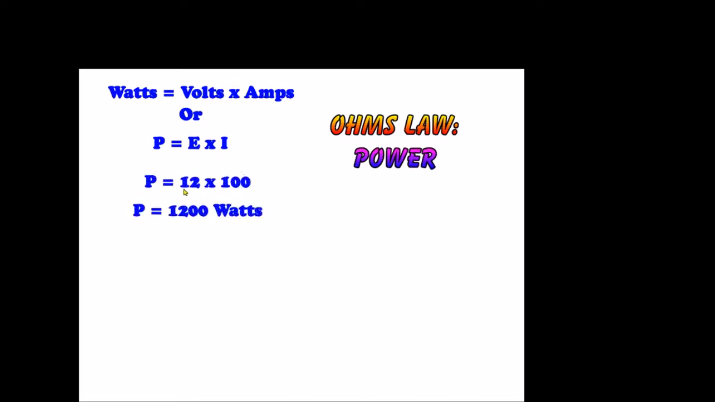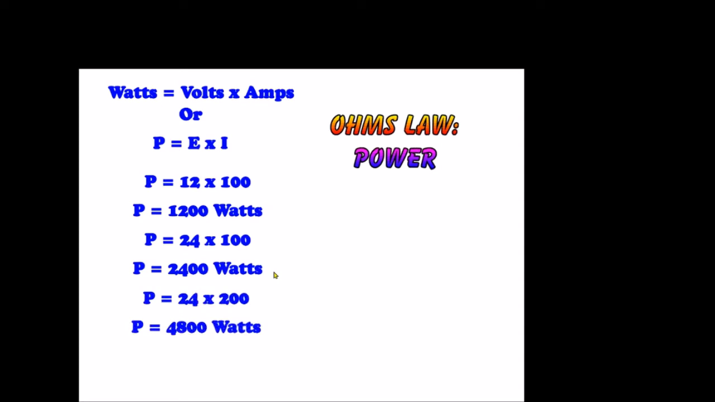If we have 12 volts and 100 amps of current, we have 1200 watts of power. If we double our voltage, we double our wattage. We double our power. So again, in a forklift application, in your small walkie truck, you may have a 24 volt battery. If we double the battery voltage, we can double our wattage. We can get more power. If we double our current, we double our wattage.